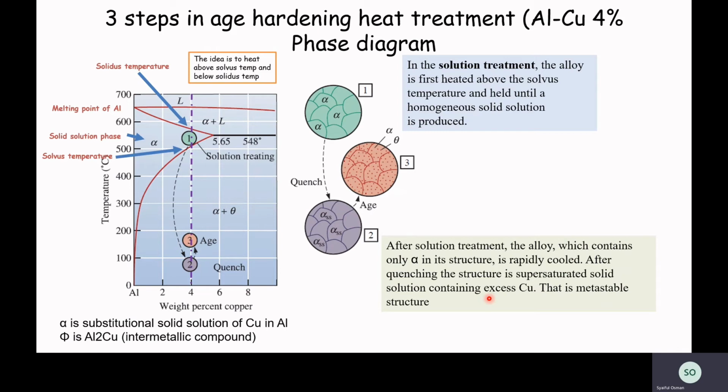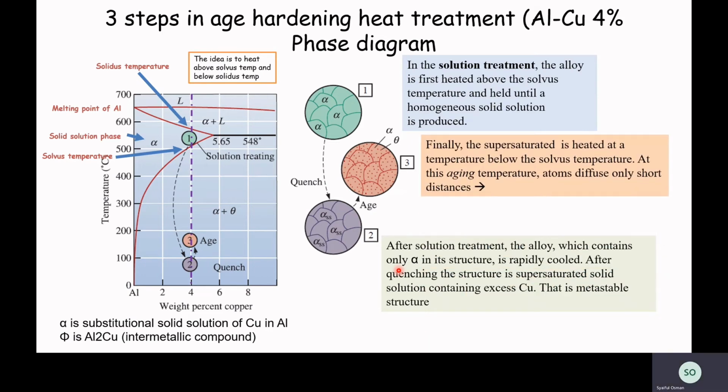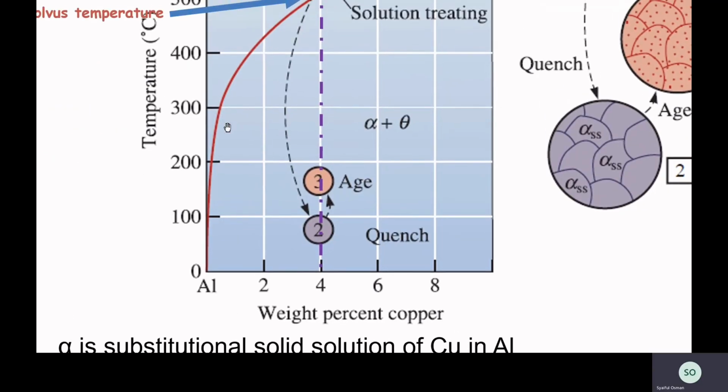Supersaturation is a solution that contains more of the dissolved material than could be dissolved by the solvent under normal conditions. And finally, we heat the same metal to a medium temperature, and cool it quickly again.